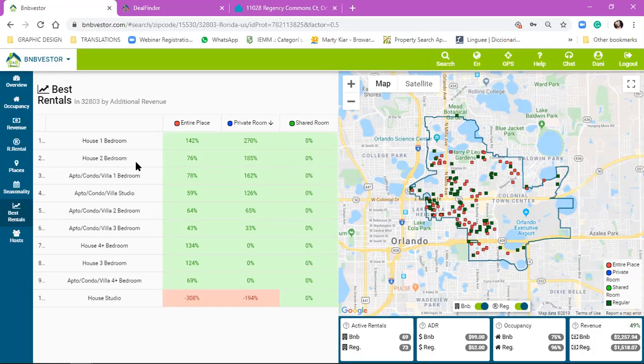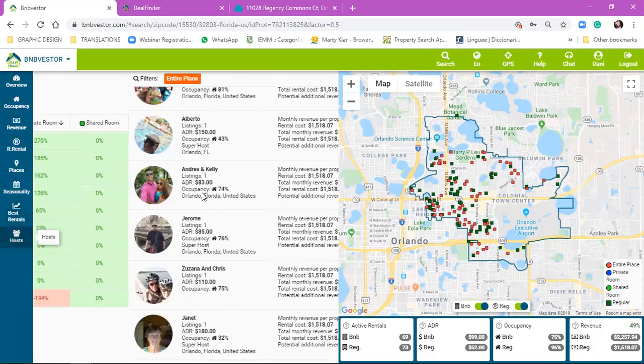And let's see which one's the highest other. Okay, a house of 4 or more bedrooms, 134%. And then for a private room, the second one ranking is a house of 2 bedrooms. So we can rent it individually and you will still get a very high additional revenue. Let's take a look at real examples in this area.